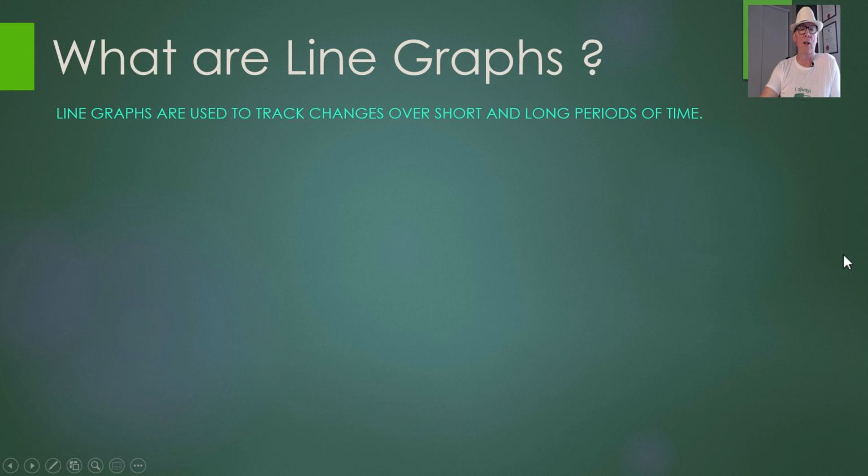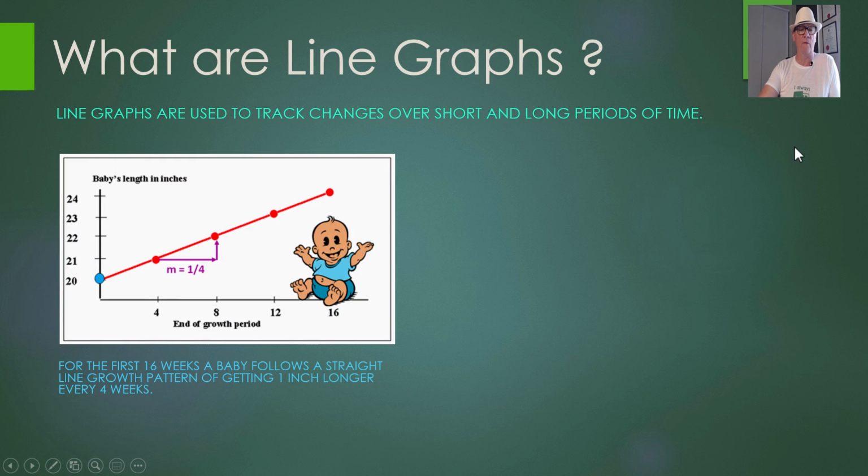All right, so what are line graphs? Line graphs are used to track changes over short and long periods of time. The key thing here is time. There needs to be time involved if you're going to do a line graph.